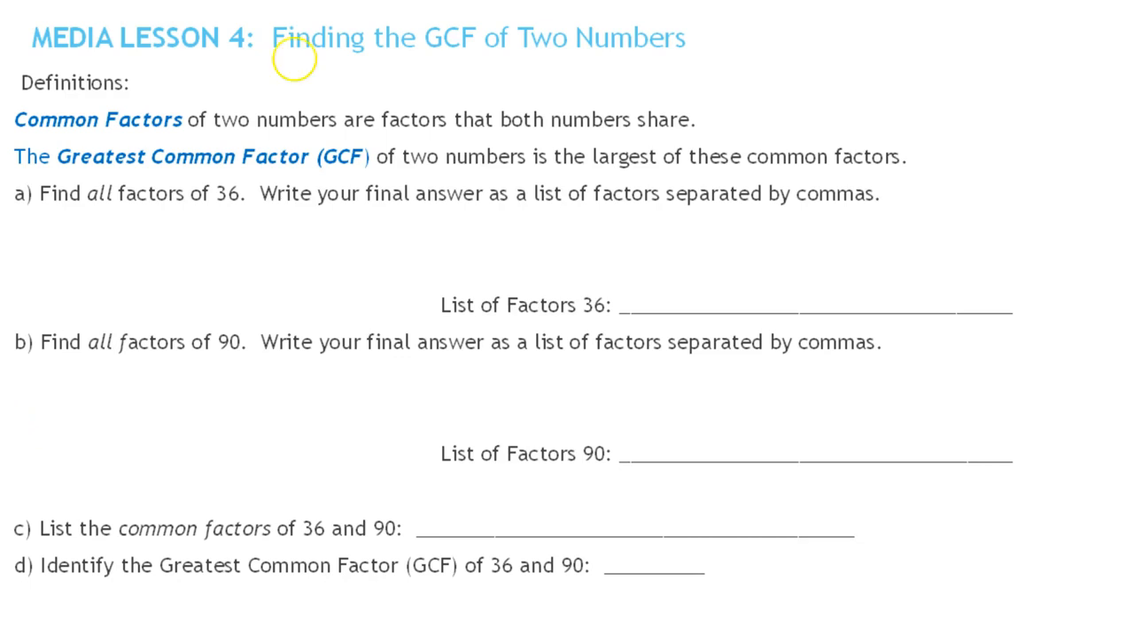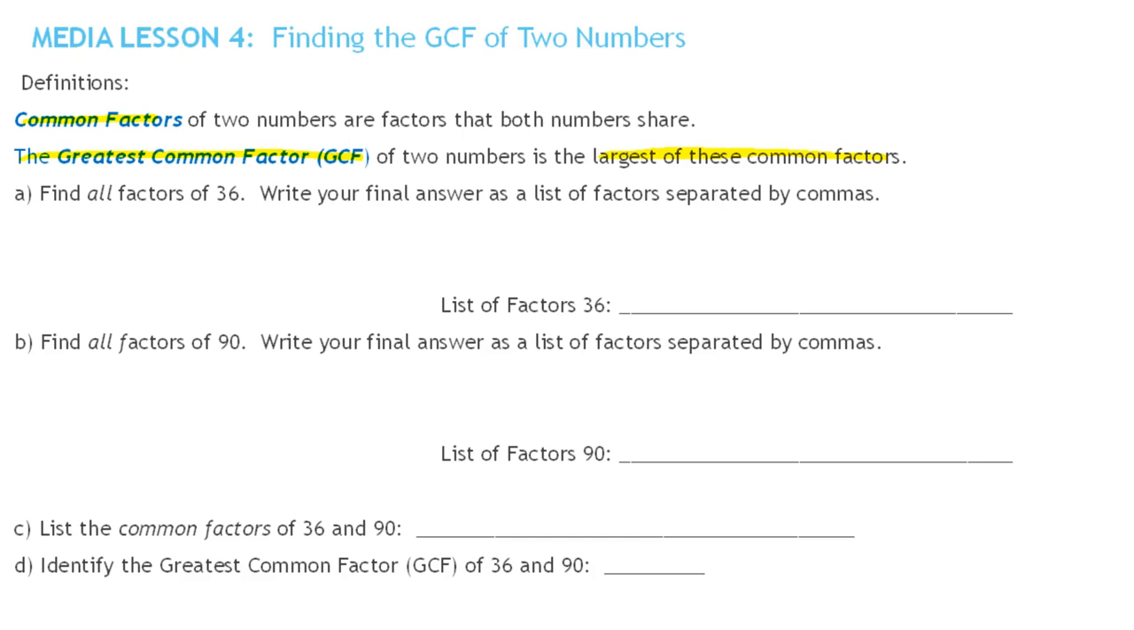In this example, we're going to formally define common factors and the greatest common factor and learn how to find the greatest common factor of two numbers out of context. So, common factors of two numbers are factors that both numbers share. The greatest common factor, which we'll call the GCF for short, of two numbers is the largest of these common factors. Okay? So, this is a relationship between two numbers.